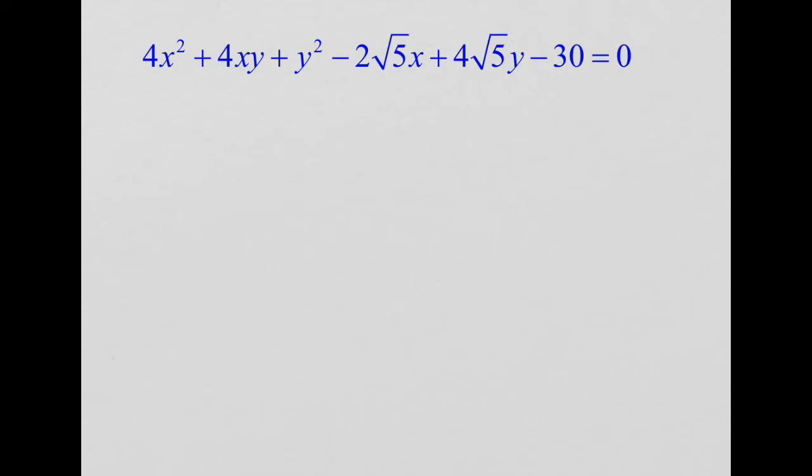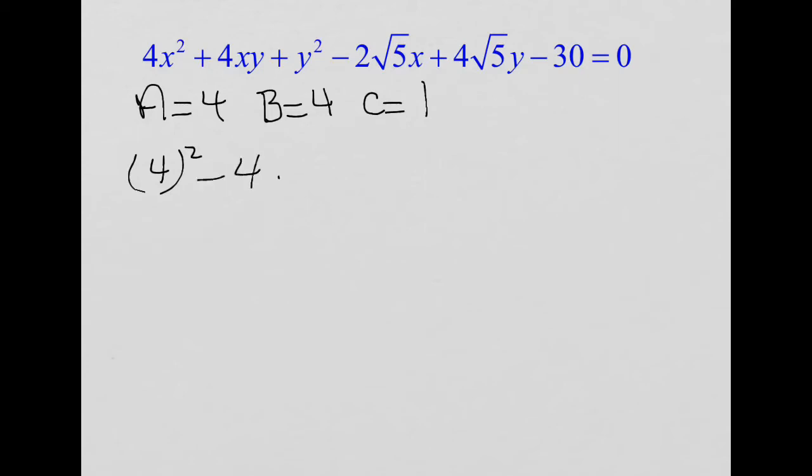This is a little longer equation, but we still only need to pick out A, B, and C. A equals 4, B equals 4, and C equals 1. So that's going to be B squared, 4 squared minus 4 times 4 times 1. So that's going to be 16 minus 16, which equals 0. That means it is a parabola.